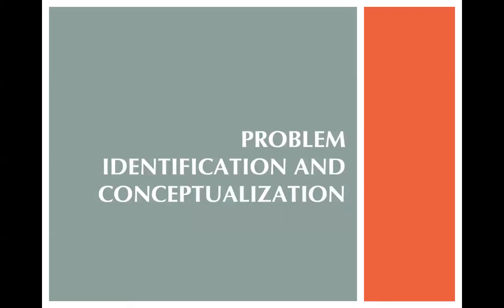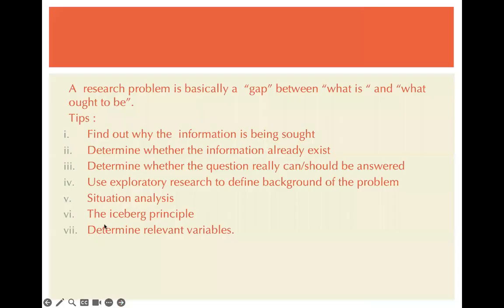Problem identification and conceptualization. Let us try to see the connection between our literature review and the problem. But let's try talking about the problem first. So the problem is basically a gap between what is and what ought to be. So we've seen this one in the bridge concept of research.